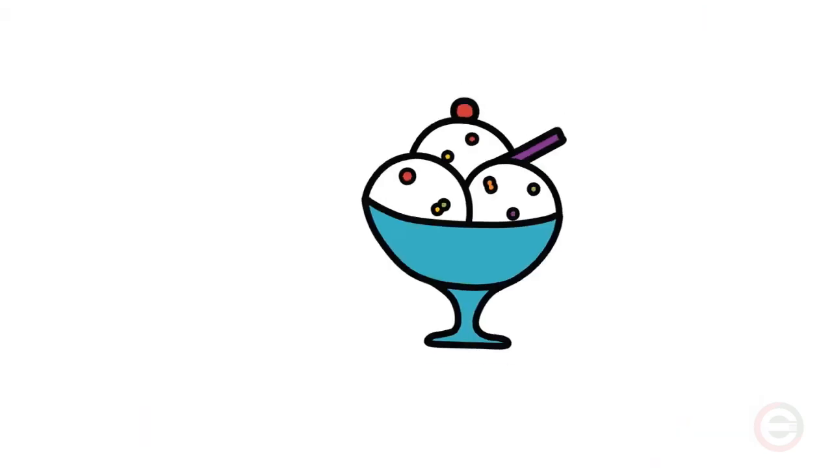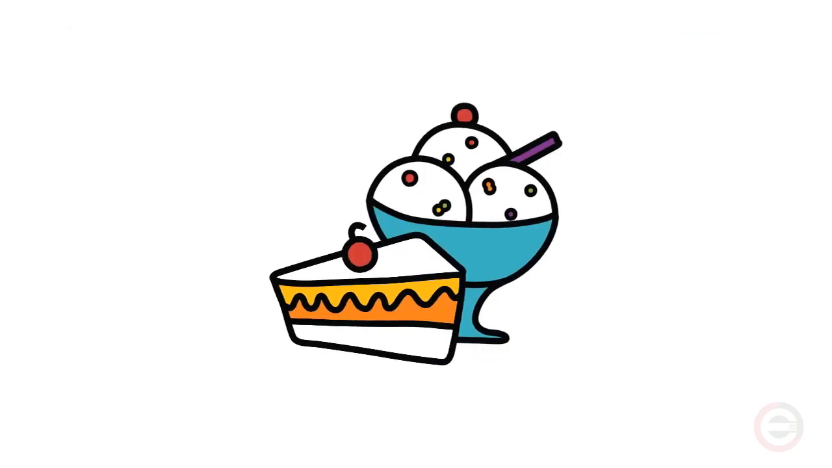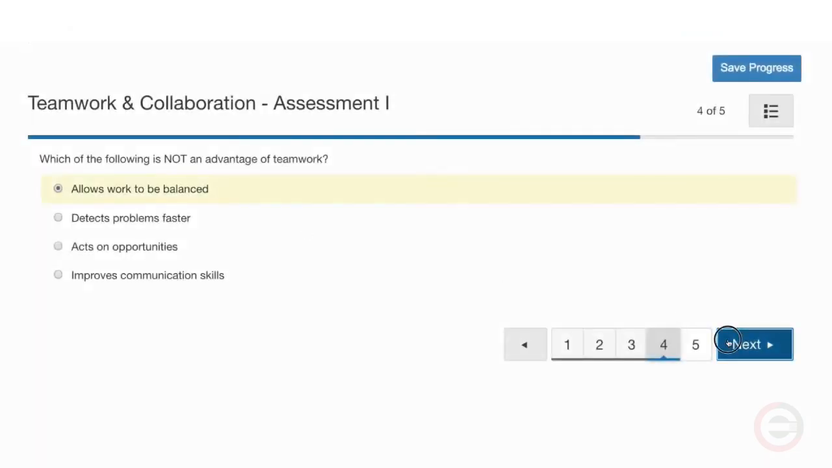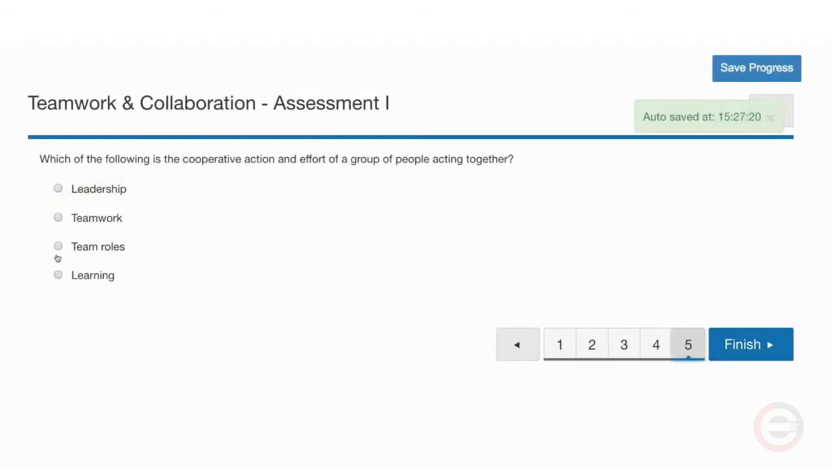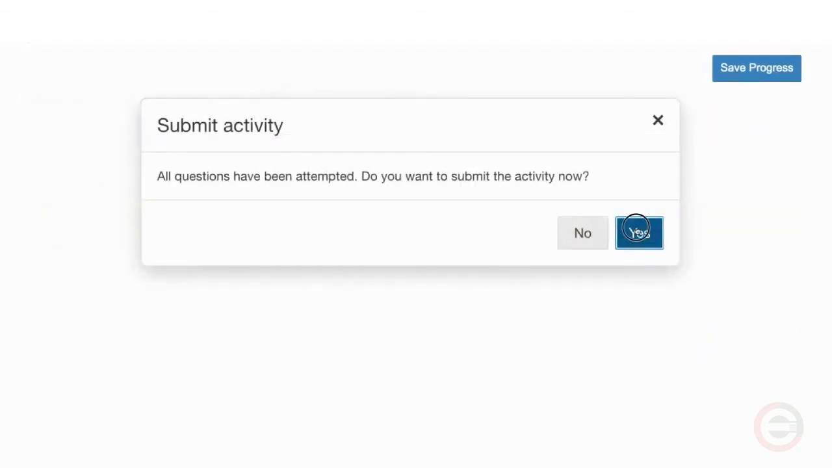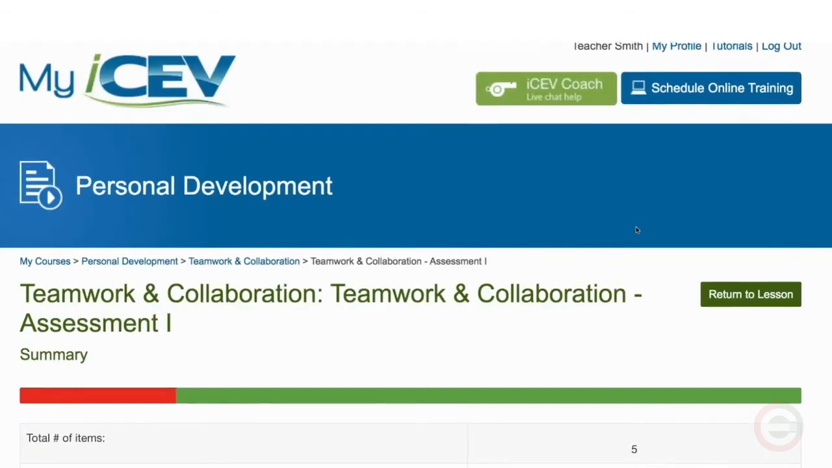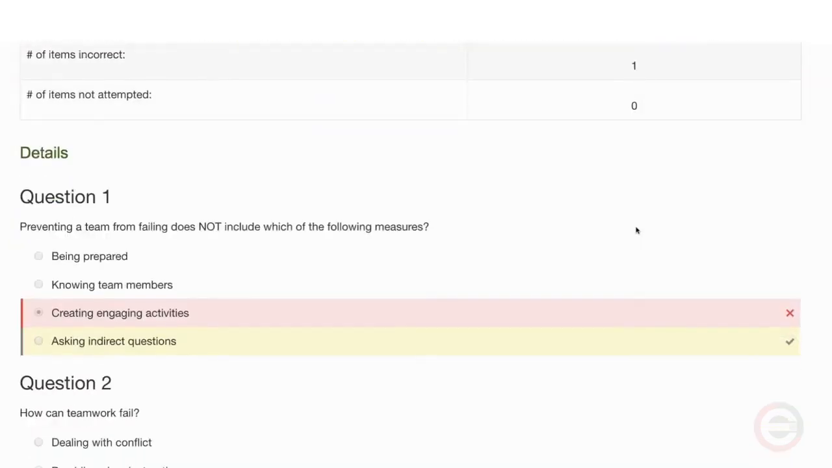No meal is complete without the dessert. ICEV provides pre-made assessments to evaluate your students' comprehension of the objectives addressed in the lesson. Interactive assessments are automatically graded and help you pinpoint objectives that need to be readdressed.